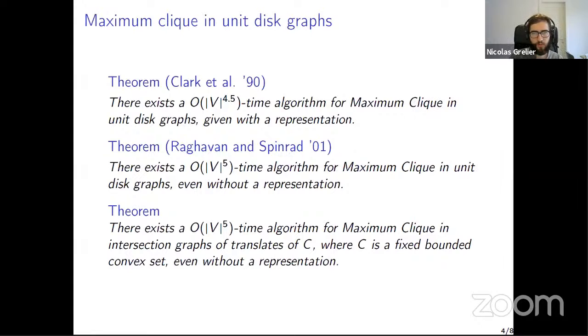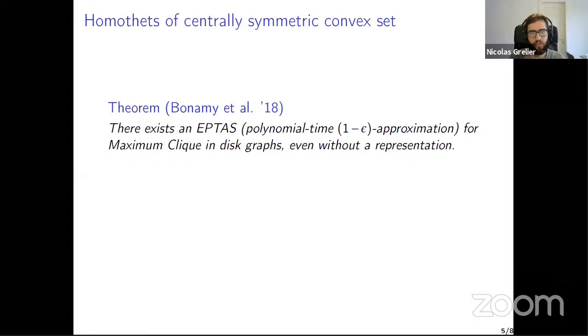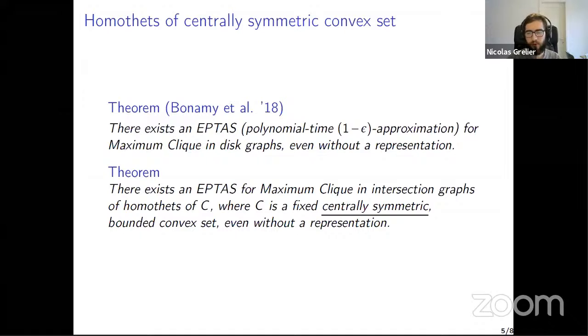Okay, so now let's go from unit disks to disks of general radius. There was a very recent result by Bonamy et al., where they showed how you can solve maximum clique with an efficient PTAS. And this works even without a representation. What we could do here again is to generalize this result. Before it was with translates, and now it's with homothets. When you have unit disks, it was translates. When you have disks of any radius, it's homothets. So again, it's kind of a natural generalization.